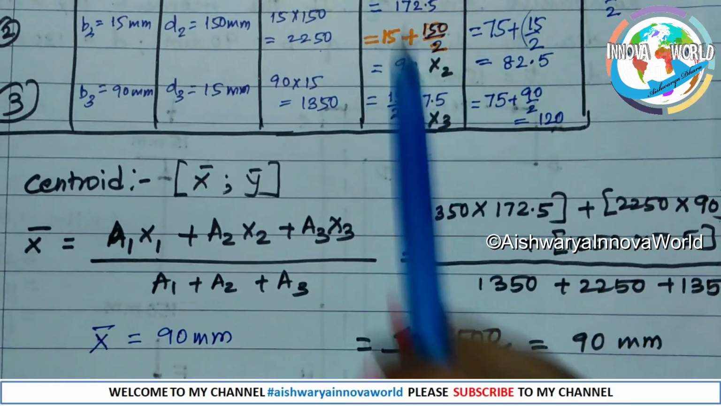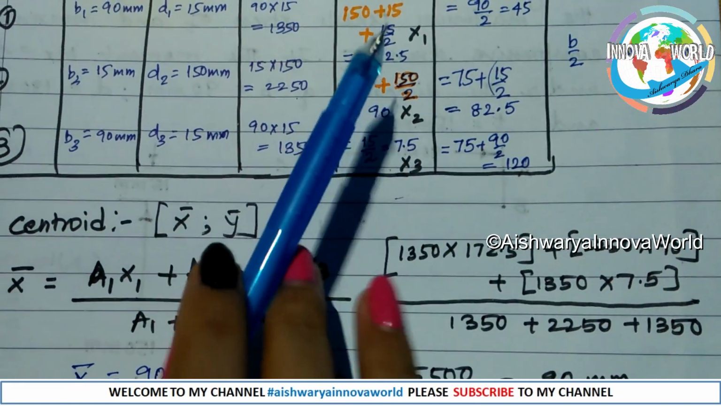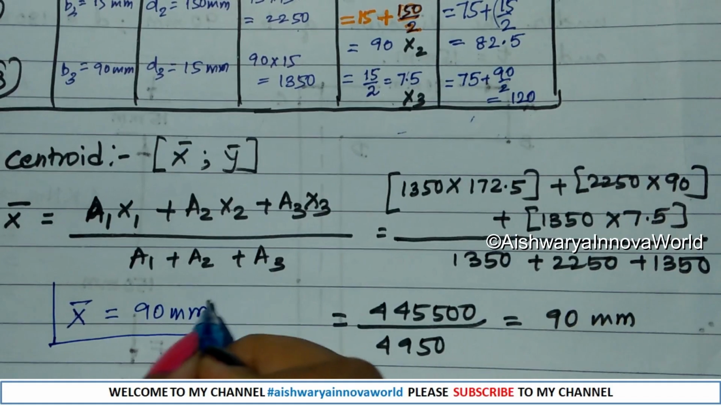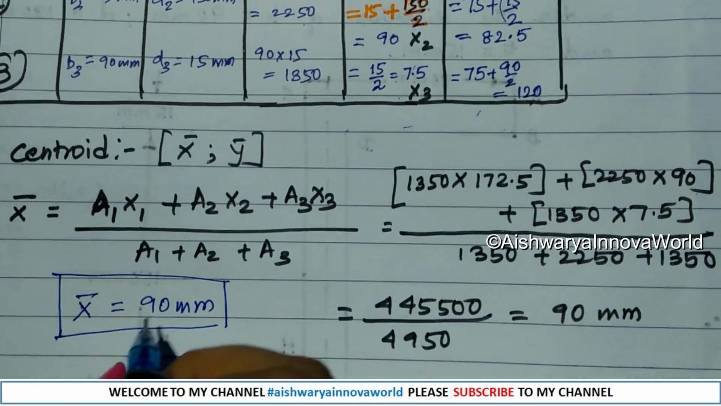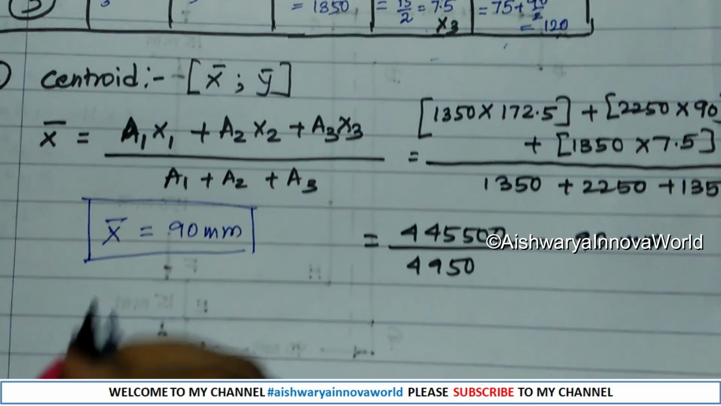See, if you make some error over here, the entire sum will go wrong. Please concentrate and solve these values carefully. So finally what you get is x bar is 90 mm. Similarly, you have to find y bar.